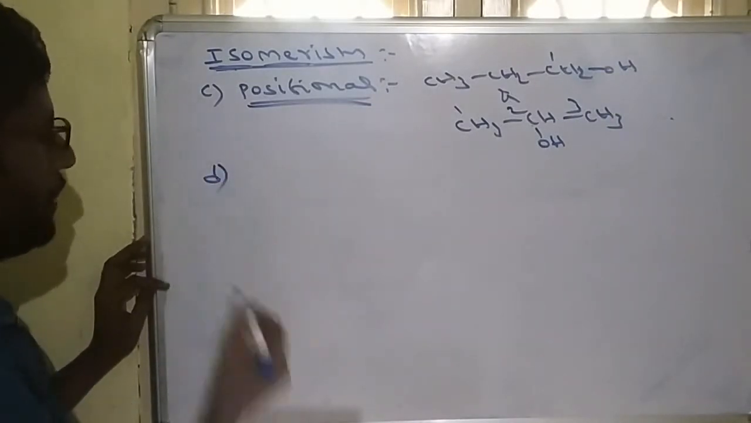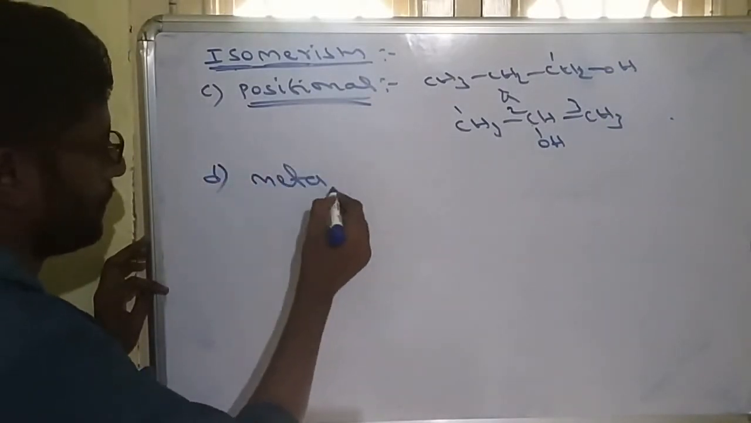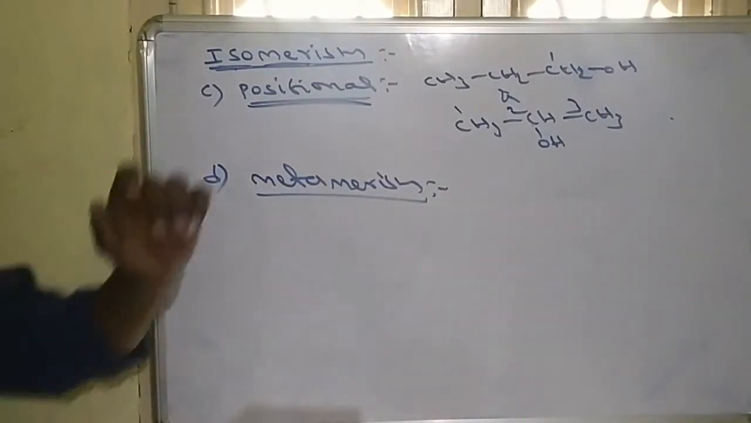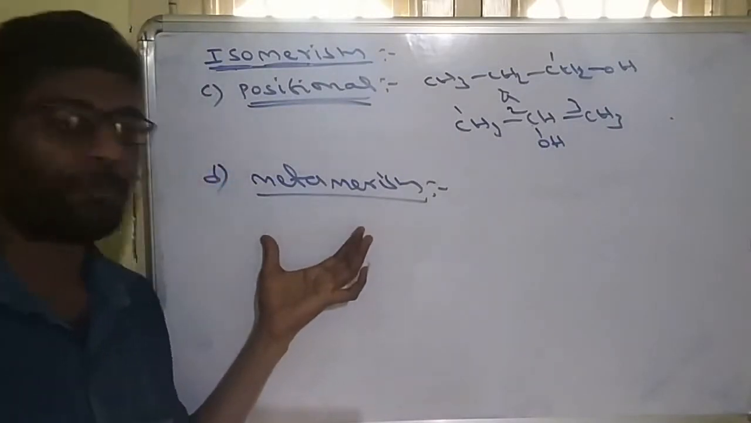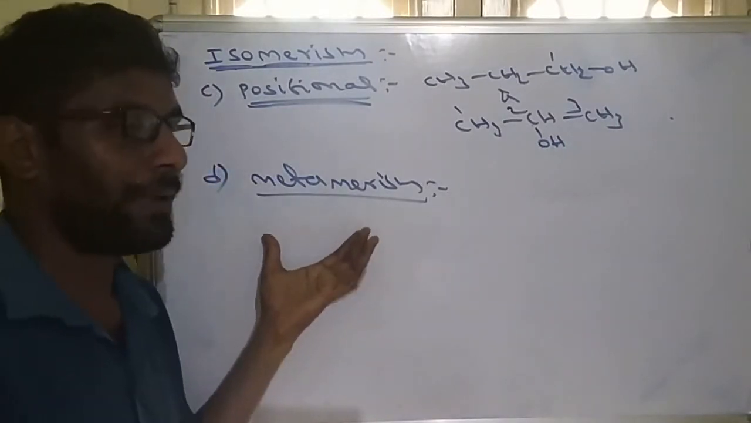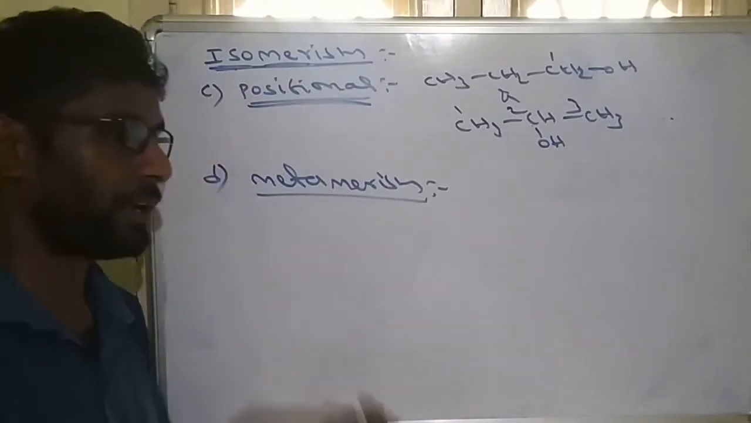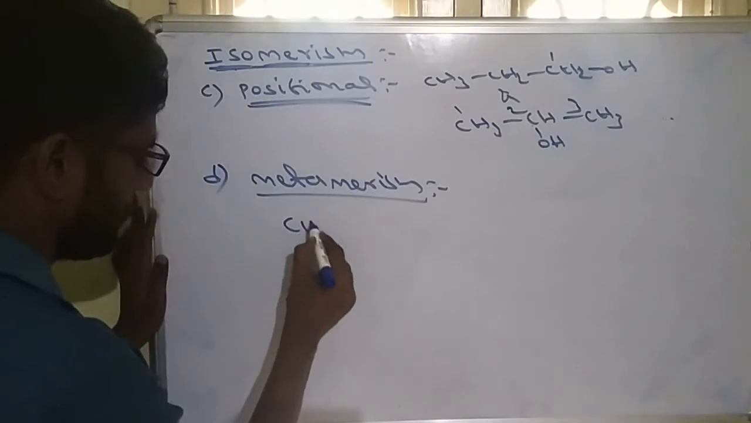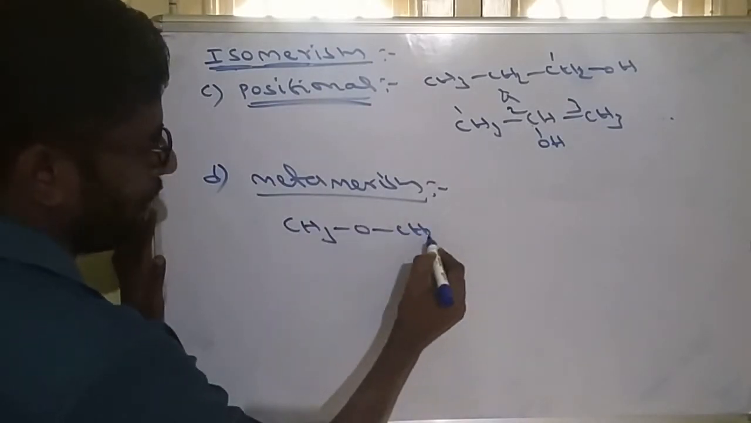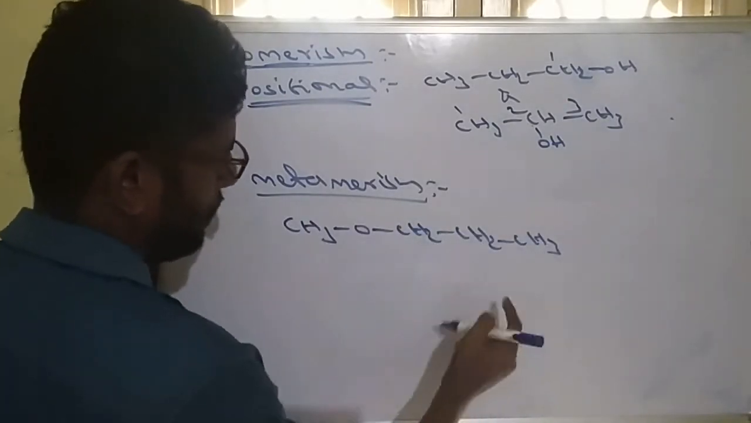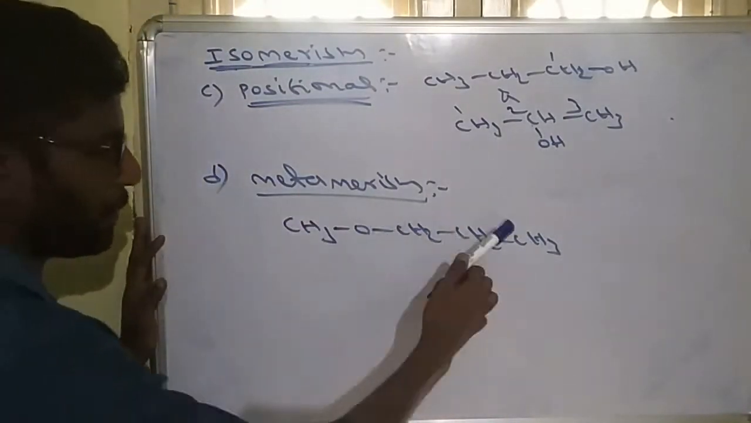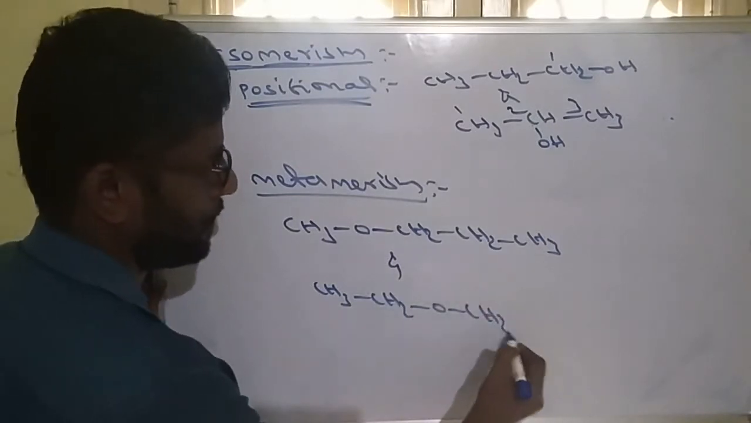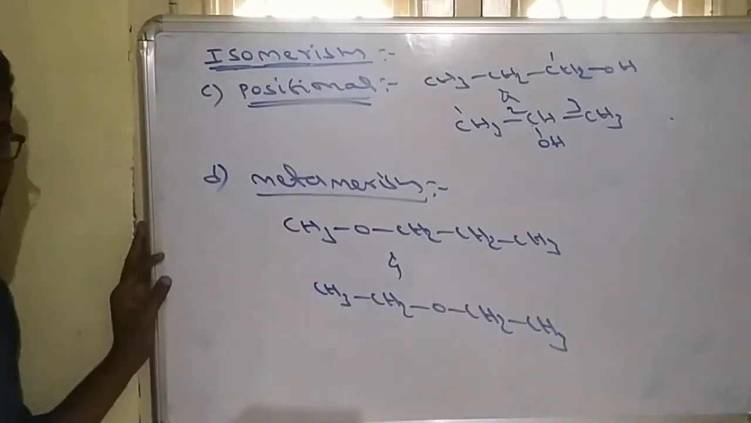Similarly, another one is metamerism. So what does metamerism mean? Whenever the functional group has a different alkyl arrangement, so different alkyls are attached to the functional group, those are called metamers. For example, see this CH3OCH2CH2CH3. This is an ether, methyl propyl ether. Another one is shown too.